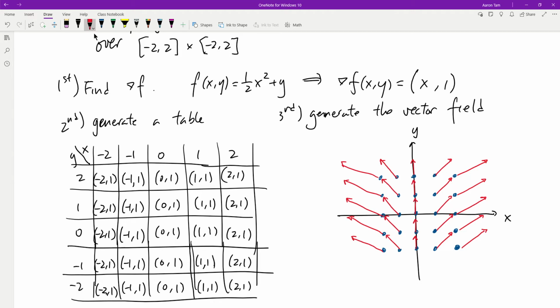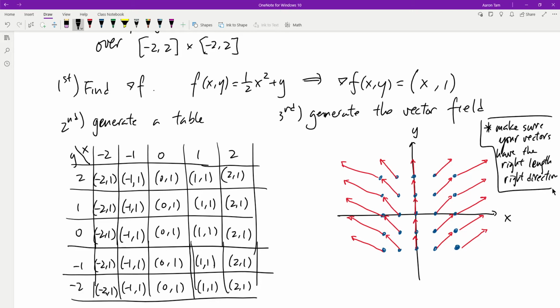Okay, so make sure you remember the following. Make sure your vectors have the right length and the right direction. Okay, very important. Otherwise, you will be marked incorrect.